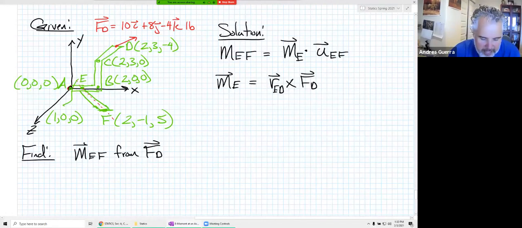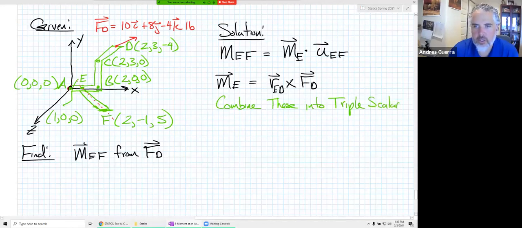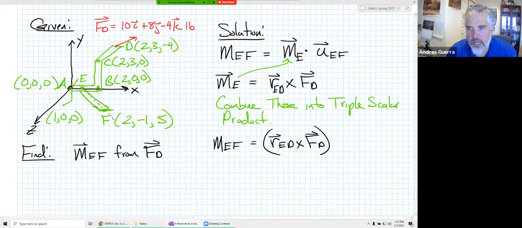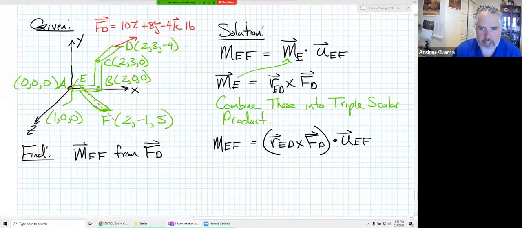Now we can actually combine these two steps into what's called the triple scalar product. Because don't we know that ME is R cross F, and actually ME is that part in there. So our M from E to F is equal to R ED crossed with FD, and then that whole thing would be dotted with a unit vector from E to F. Now I'll show you the way we combine those. We'll look at that once we get all of the vectors that we need here.